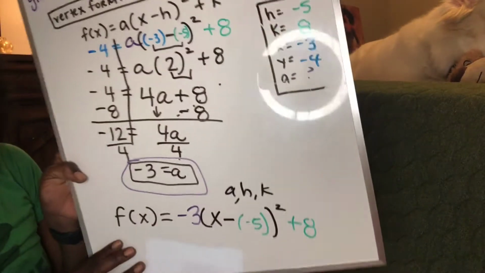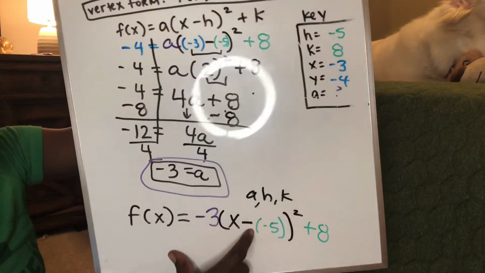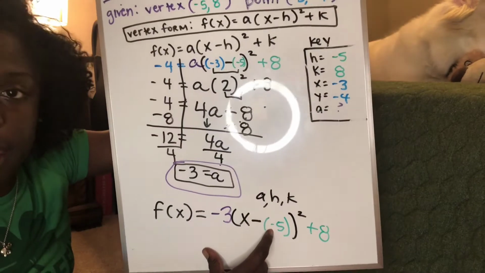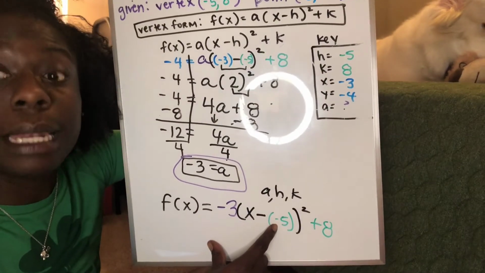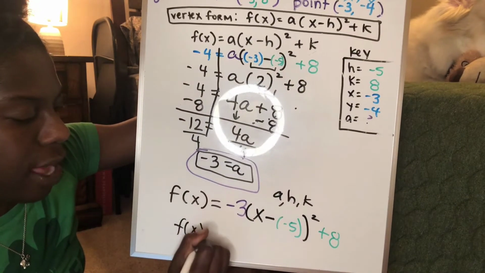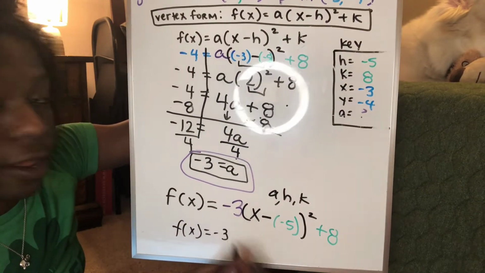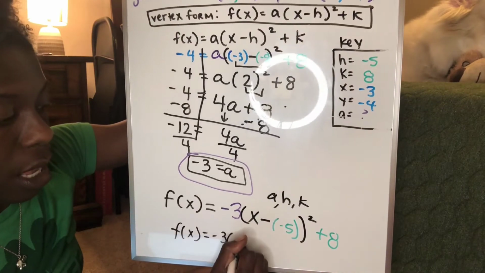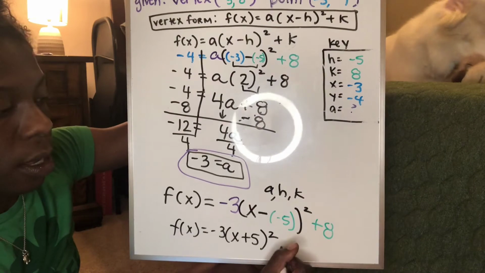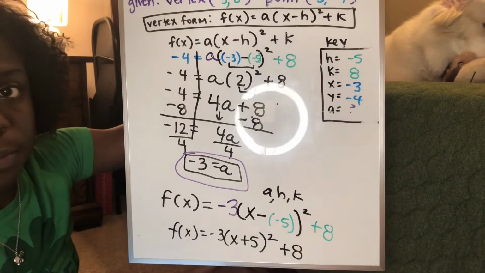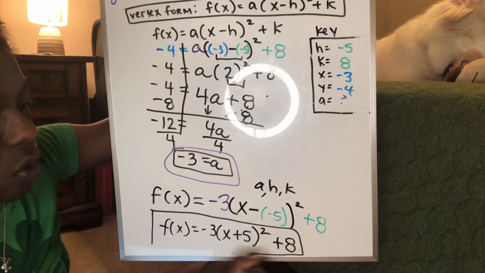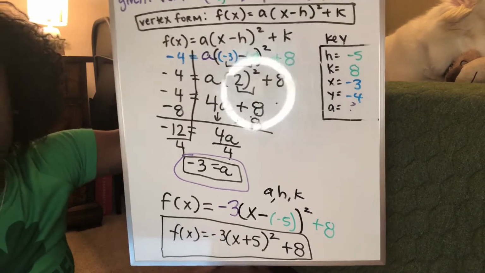Now, this is not fully simplified yet. Why? Because we have minus a negative. Integer rules come in here. If we're subtracting a negative, this now turns into a plus sign. So my final answer is actually f of x equals -3 times (x plus 5) squared plus 8. That is now my final equation in vertex form.